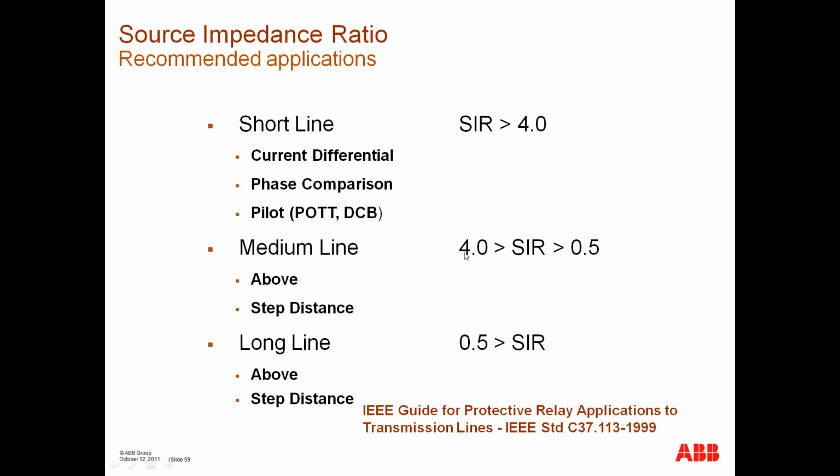Of course, on medium lines where the source impedance ratio is less than 4 but greater than 0.5, you can do all of the above, but you can do normal step distance applications. And where the source impedance ratio is less than 0.5, it's a long line application. You can do all of the above and step distance systems.